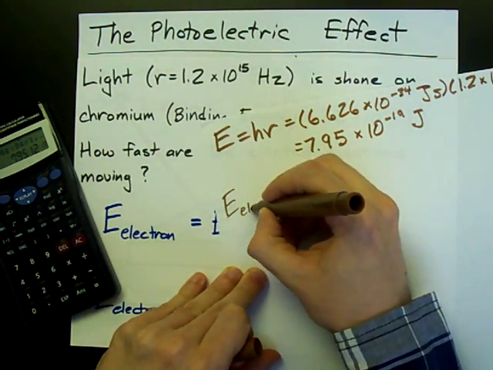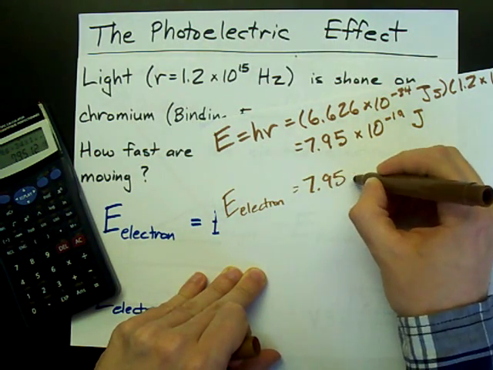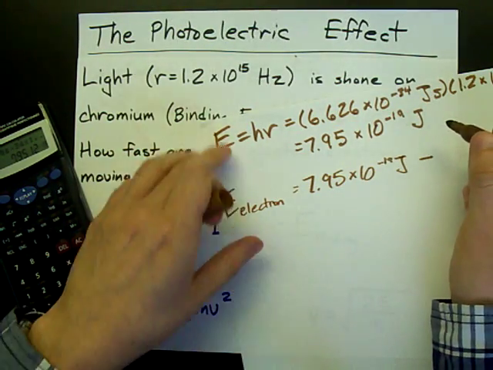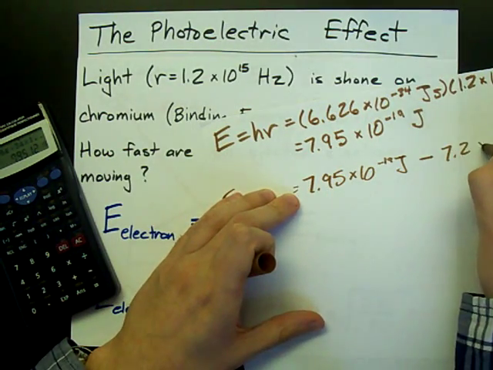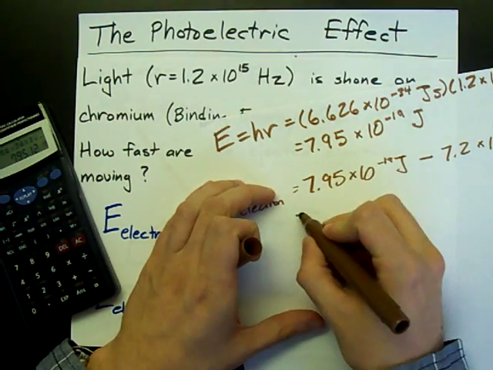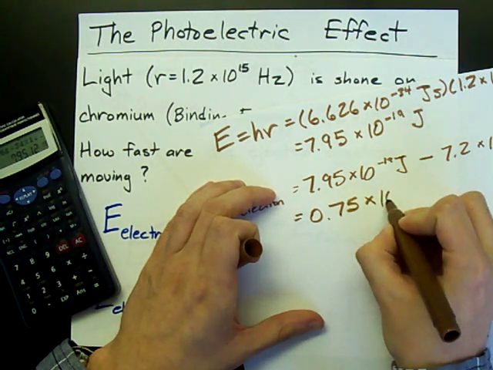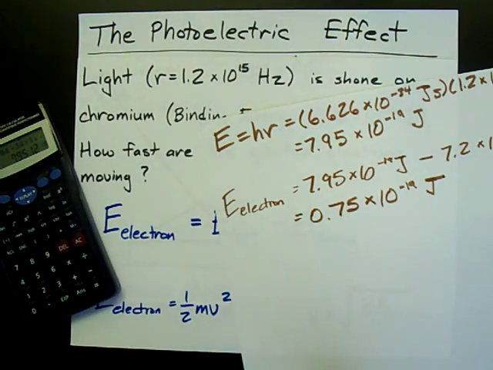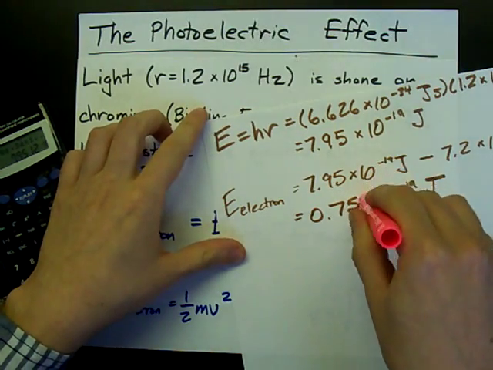So, the energy of my electron is going to be 7.95 times 10 to the minus 19 joules minus the binding energy, 7.2 times 10 to the negative 19 joules. When I do that on my calculator, I get 0.75 times 10 to the negative 19 joules. And here's where the new formula comes in. This is the amount of energy left over.